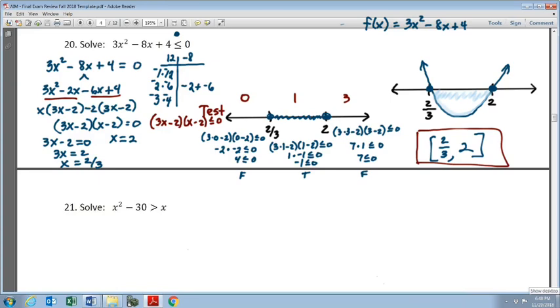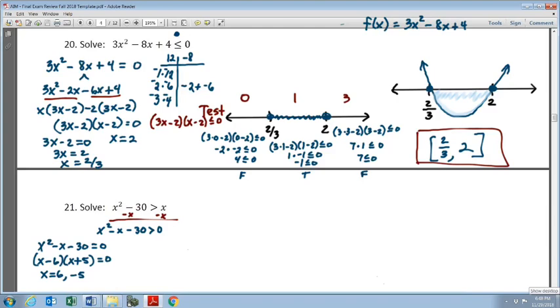Now on 21, we need to get 0 on one side, so let's go ahead and subtract x on both sides first. So you get x squared minus x minus 30 is greater than 0. And let's go ahead and set this equal to 0 to find our 2 critical values, or the points we're going to put on our number line. So when you factor this, you get x minus 6 times x plus 5, which means x is either 6 or negative 5.